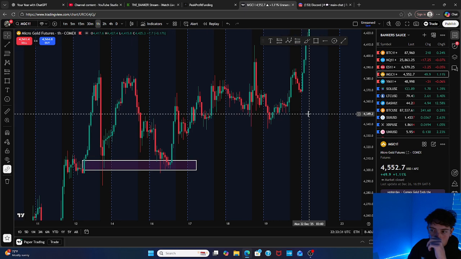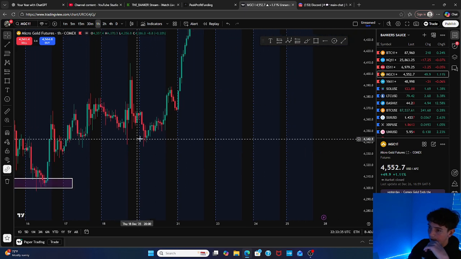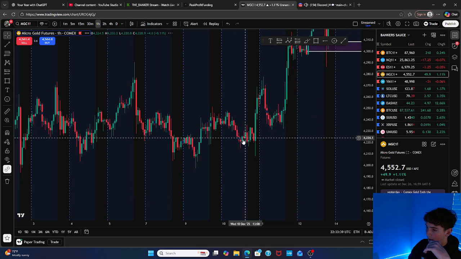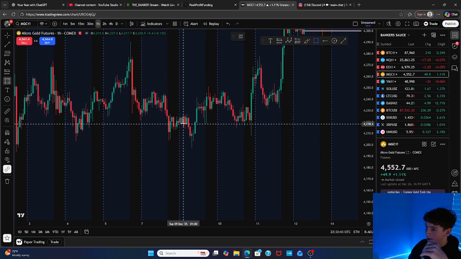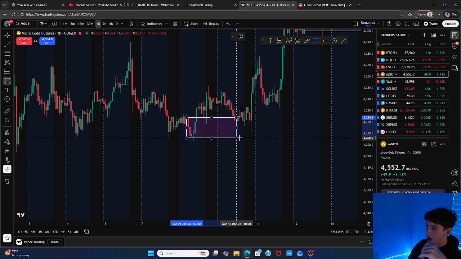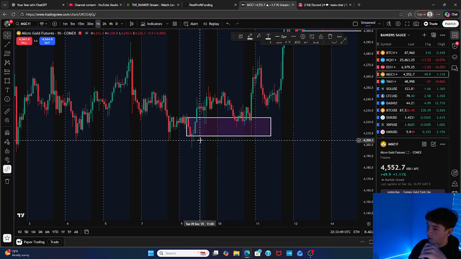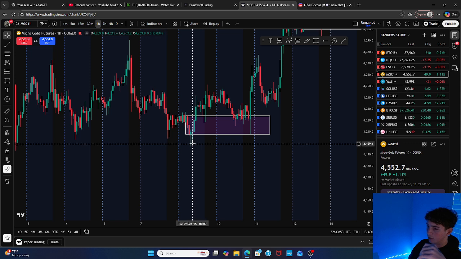So the thing with order blocks that tends to happen a lot is, let me see if I can find a good example. This is a decent example right here. So you get this push down before the push up, correct? So this would be the start of the order block right here, pretty much this whole thing until the bottom of this green candle, this wick.